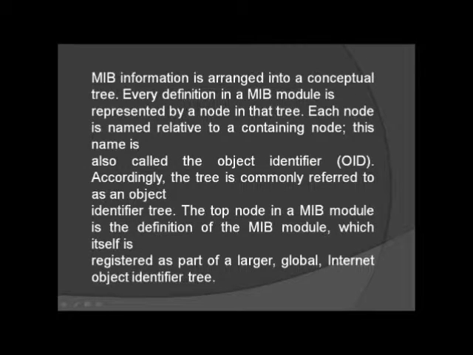MIB information is arranged into a conceptual tree. Every definition in a MIB module is represented by a node in that tree. Each node is named relative to the containing node. This name is also called the Object Identifier, or OID. Accordingly, the tree is commonly referred to as an Object Identifier tree. The top node in a MIB module is the definition of the MIB module, which is itself registered as part of a larger global Internet Object Identifier tree.